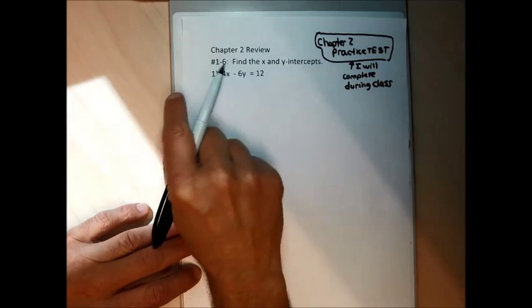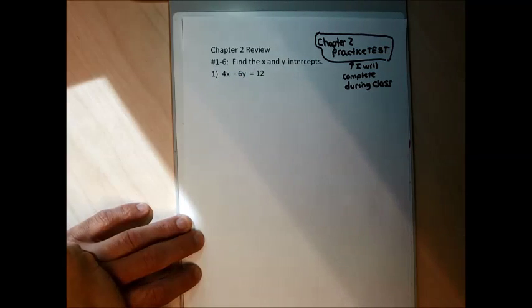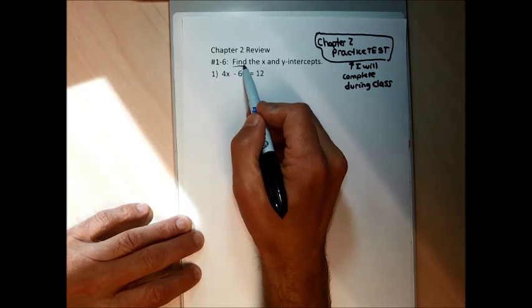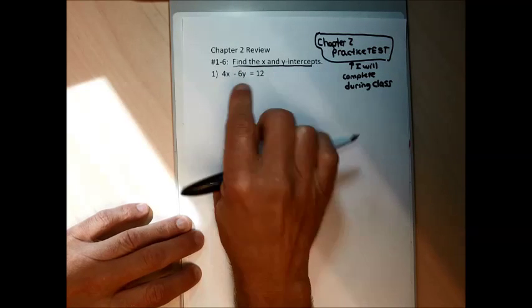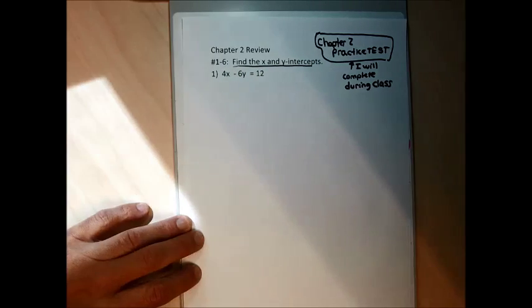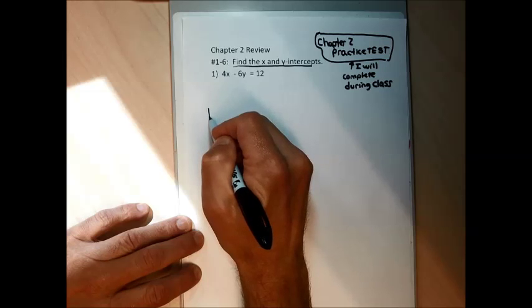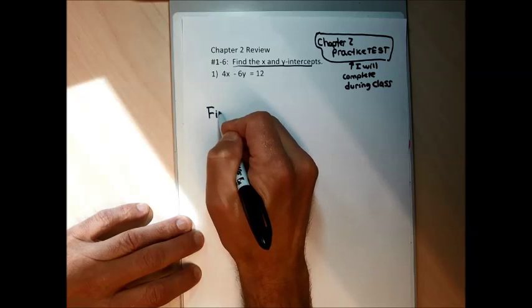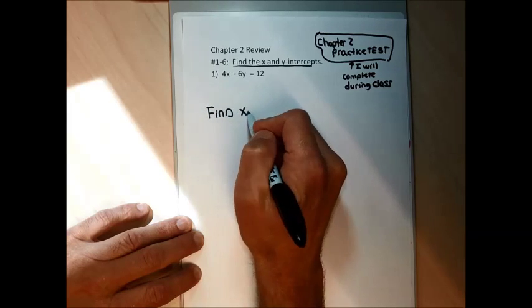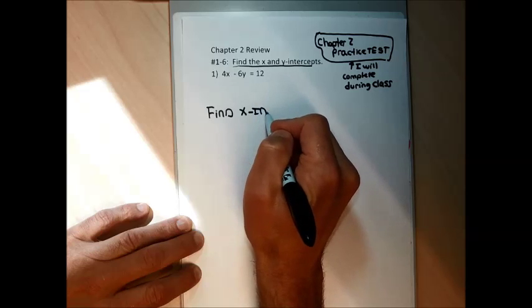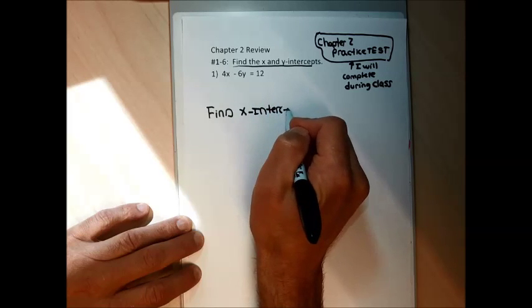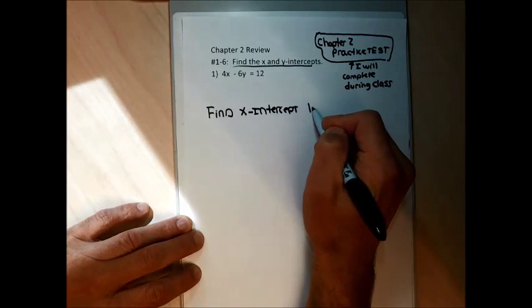So problems 1 through 6 ask me to find the x and the y-intercepts. So the instructions tell me what to do. Without the instructions, I wouldn't know what to do with this. It doesn't say anything about graphing, so I'm not going to worry about graphing. I'm just going to find my intercepts. And to find an x-intercept, or intercepts if there happen to be two, I plug 0 in for y and solve for x.